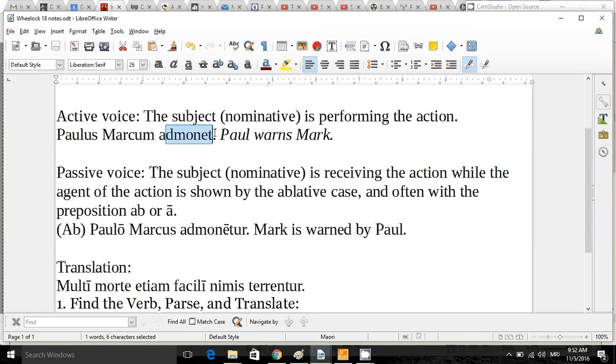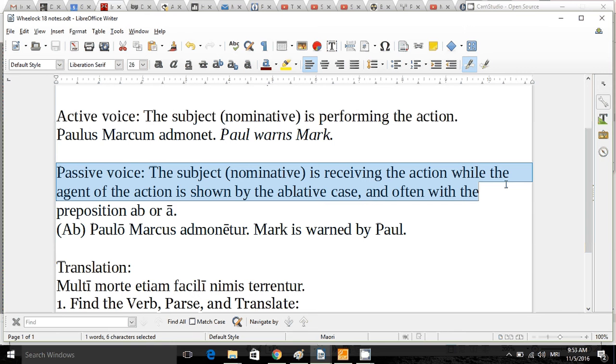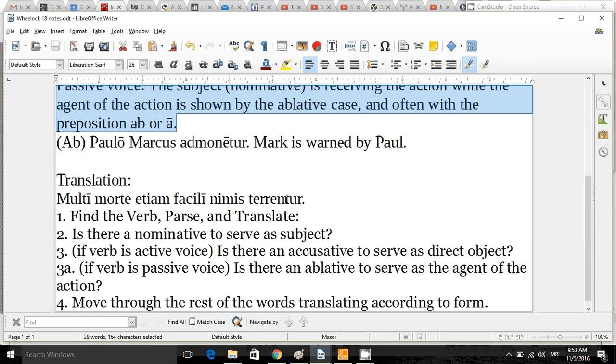Paulus Marcum admonet. Paul warns Mark. Marcum, of course, is in the accusative, because he's the direct object. But in the passive voice, the nominative is receiving the action, while the agent of the action is shown by the ablative case, often with the preposition a or ab. So here's an example of that. Paulo Marcus admonetur. So now the subject is Marcus.